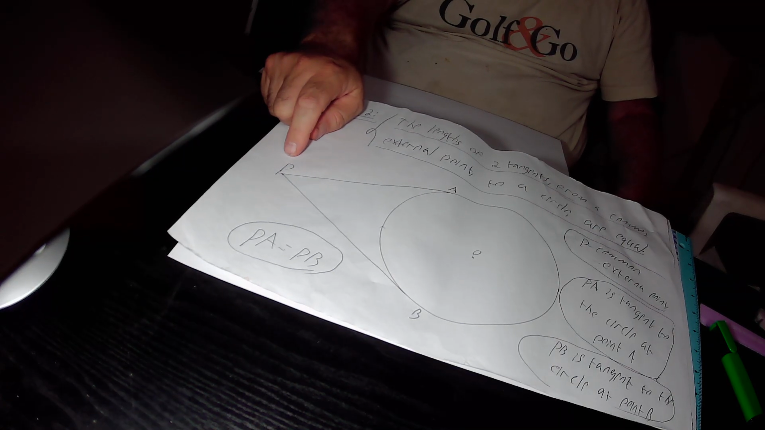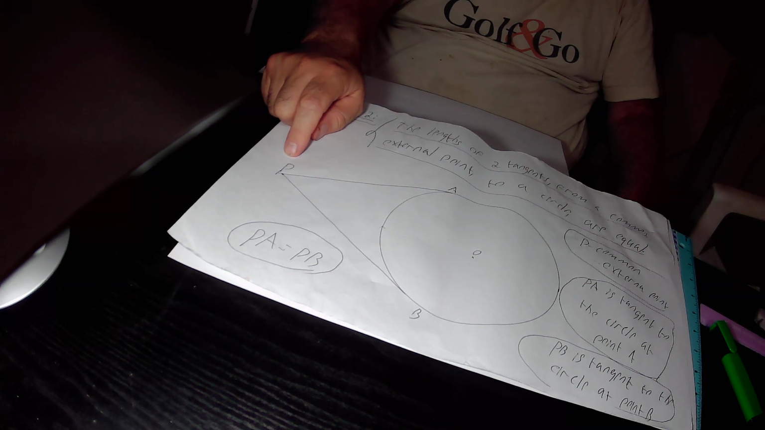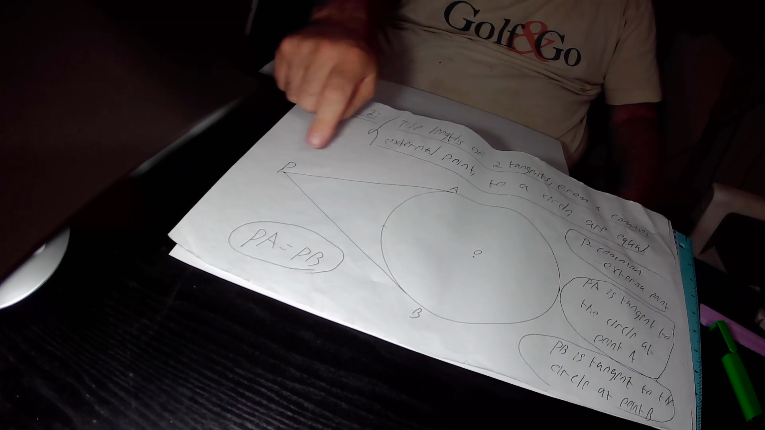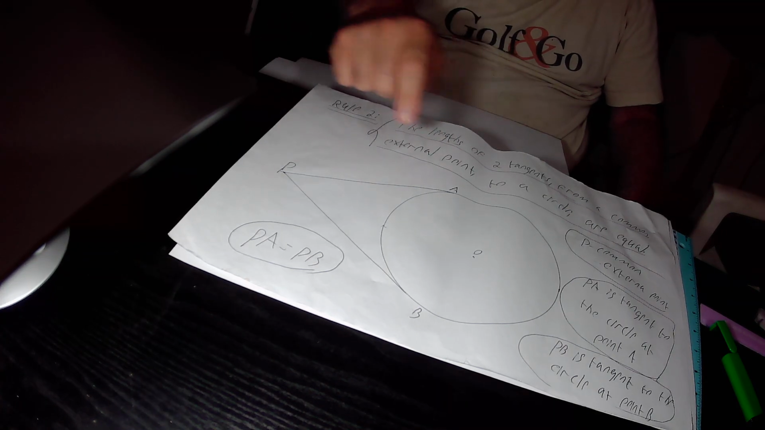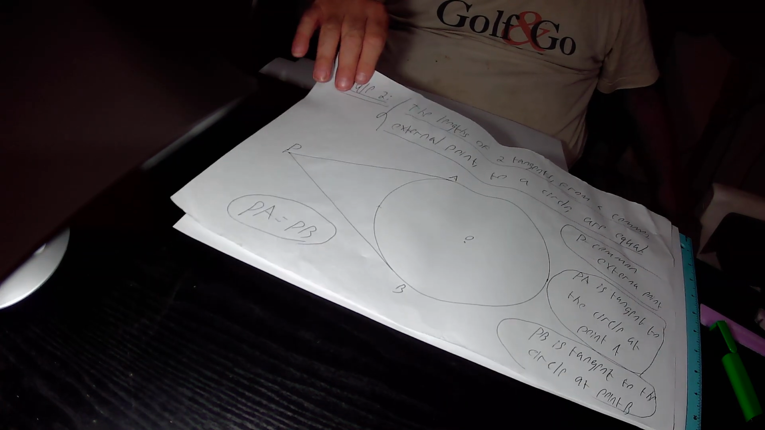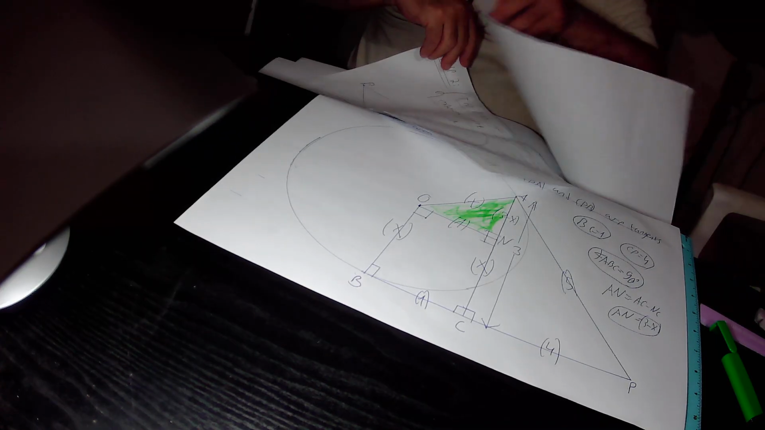So in the picture we have a circle, and this is the common external point, point P. From this common external point P, we have two tangents to the circle, tangent PA and tangent PB. And according to this rule, they are equal to each other. That is to say, PA equals PB. So we can implement rule 2 in our drawing.